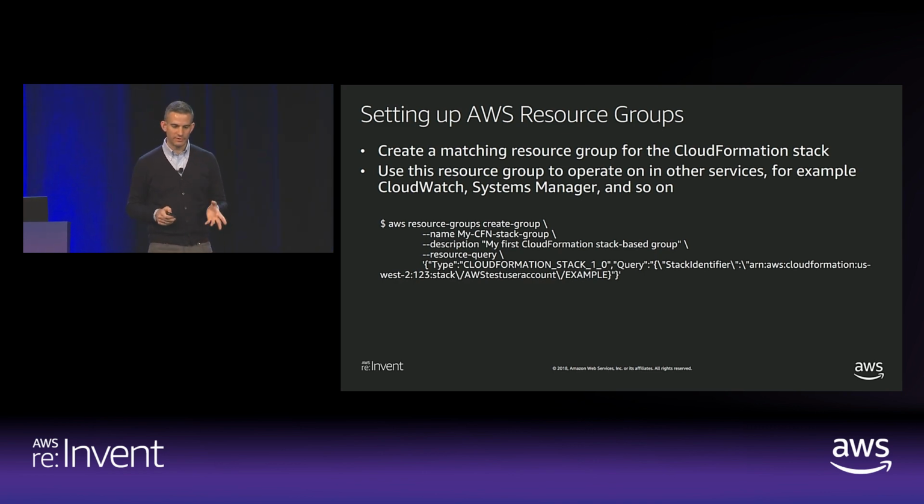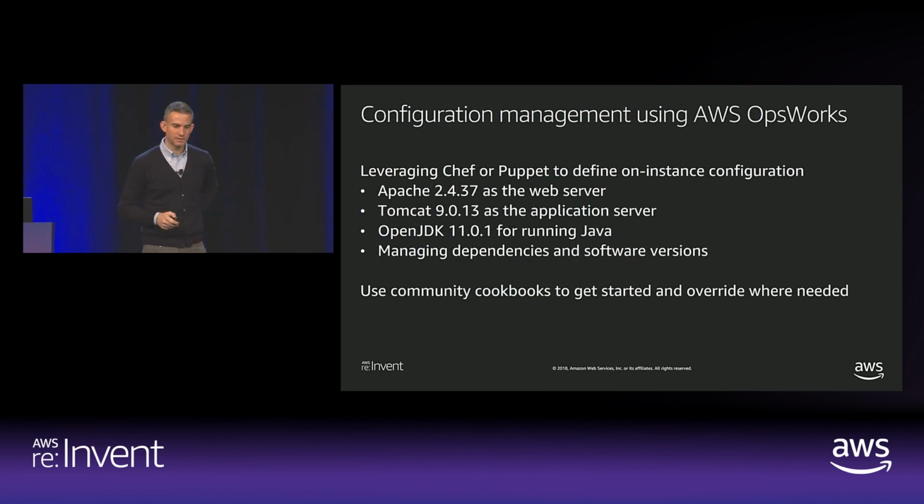So once we have that, we can now get on with the actual configuration. So how do we get to the actual on-instance configuration? How do we define what we actually need? For that, we said configuration management might be a good approach. So let's say we pick Chef or Puppet in our example to define the on-instance configuration, right?